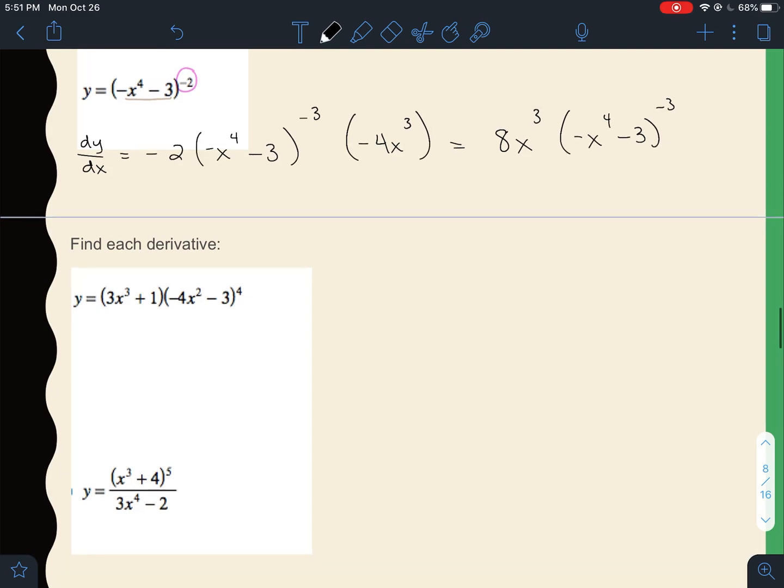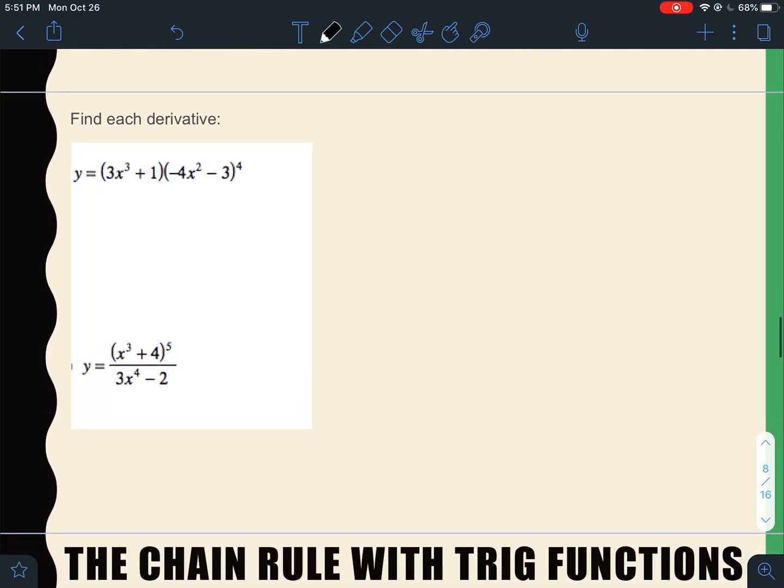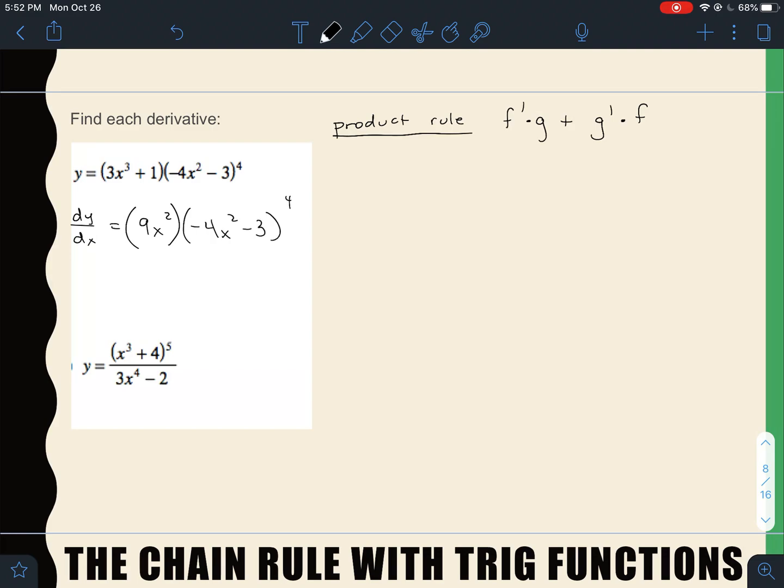What if we have product rule with chain rule? So we have something times something else. So we're going to have product rule. And then remember, product rule is you take the derivative of the first times the second plus take the derivative of the second times the first. Okay, so if I were to take the derivative of the first, well, that's just 3x to the 3rd plus 1. So the derivative of the first would be 9x squared. And then product rule says leave the second function alone. So negative 4x squared minus 3 to the 4th.